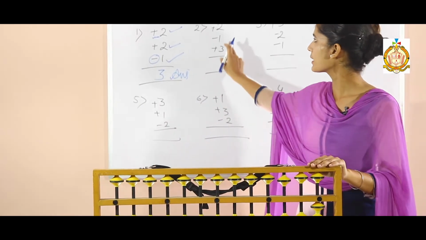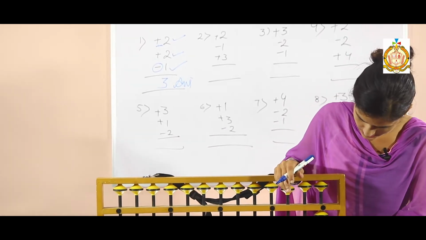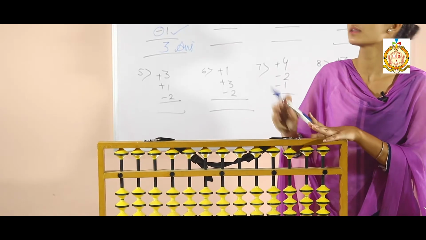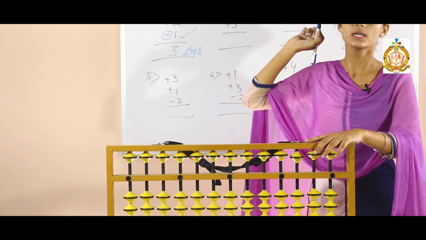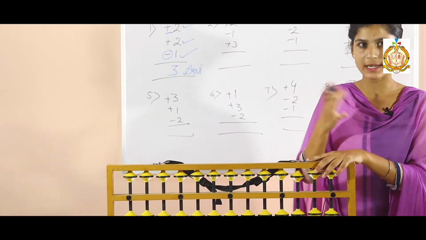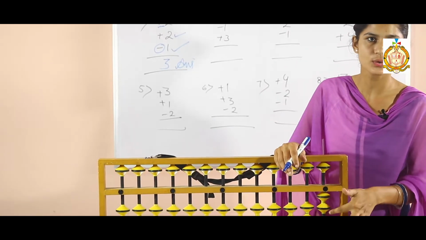Okay. Now look at the second sum. Firstly check your abacus scale is clear. Firstly clear it. Now it is clear. Now look at the second sum. Add 2. Firstly add 2. For subtraction we first have to add something. So add 2 with the help of your thumb. Add 2. Now 2 is added.